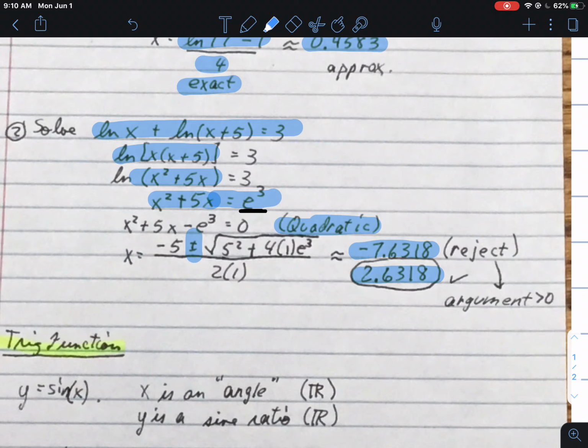Now, this is one additional issue that you do have to keep in mind when you're solving a log equation, and it goes back to the domain issue. Remember when we talked about the log functions, we said the domain, or in general, the argument has to be positive.